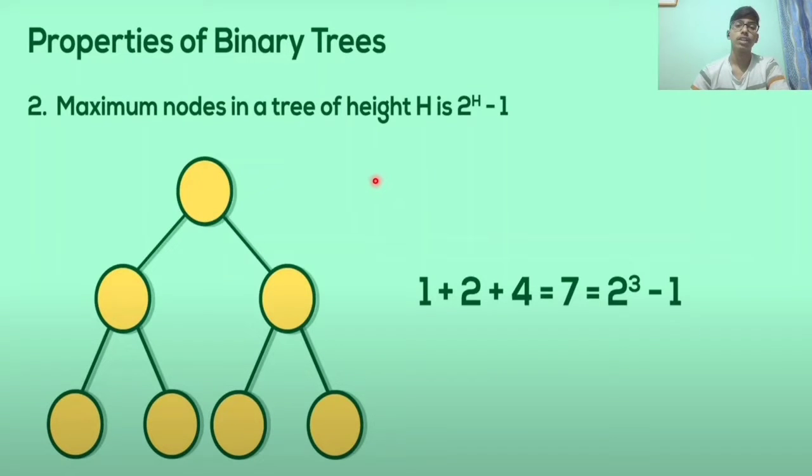So we can find the maximum nodes in a tree of height h is 2 power h minus 1, that is 2 cube minus 1 in this case. So 8 minus 1 gives us 7: 1, 2, 3, 4, 5, 6, 7.